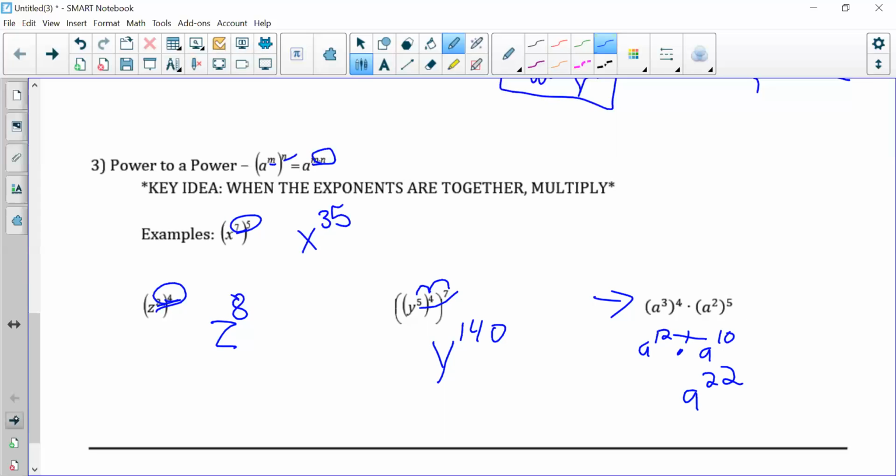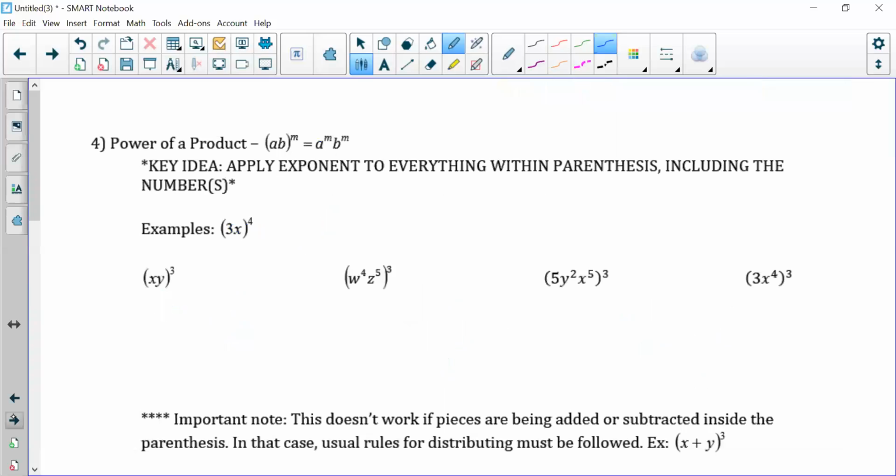All right, let's flip the page over. Let's look at the back side of our notes. The power of a product. The key idea is apply the exponent to everything within parentheses, including the numbers. So this works a lot like the distribution rule. Remember when we're distributing something, we say x times 3 minus y, and we distribute that x to everything inside the parentheses. So we'd get 3x minus xy.